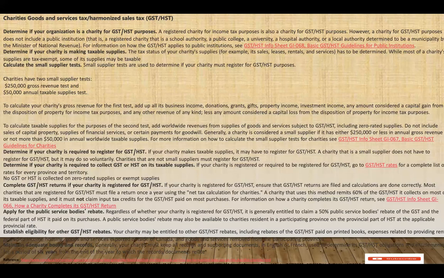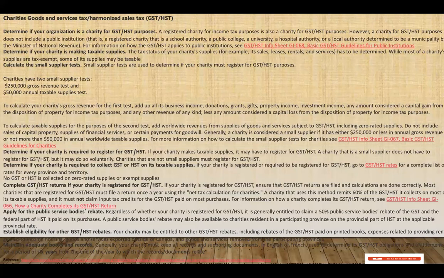However, a charity for GST purposes does not include a public institution. That is a registered charity that is a school authority, a public college, a university, a hospital authority, or a local authority determined to be a municipality by the Minister of National Revenue.